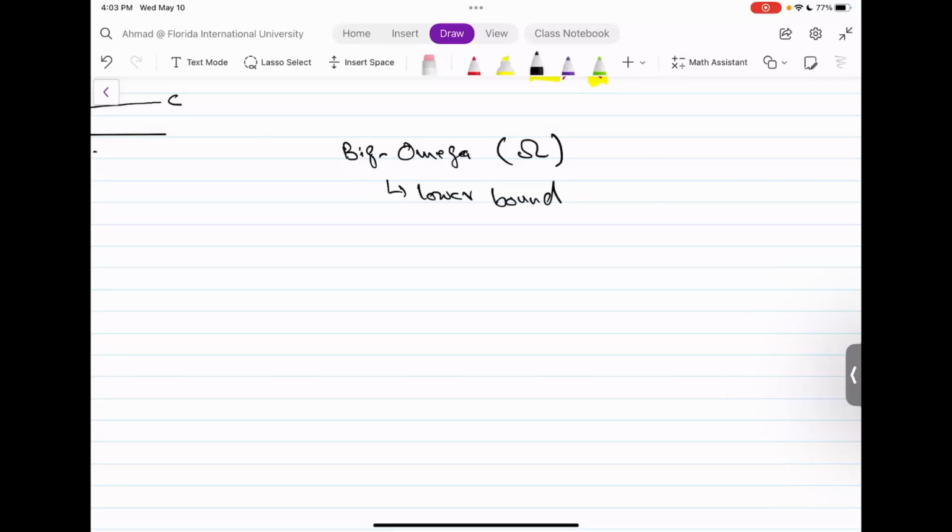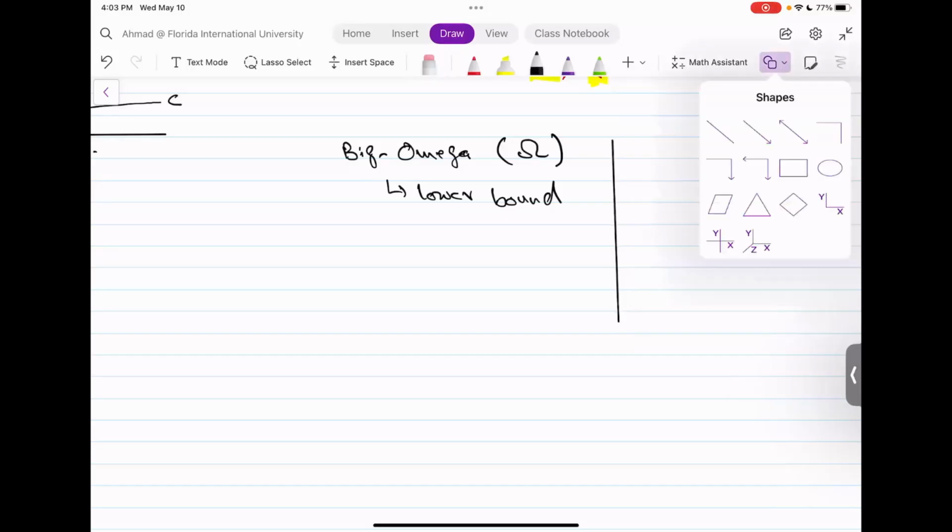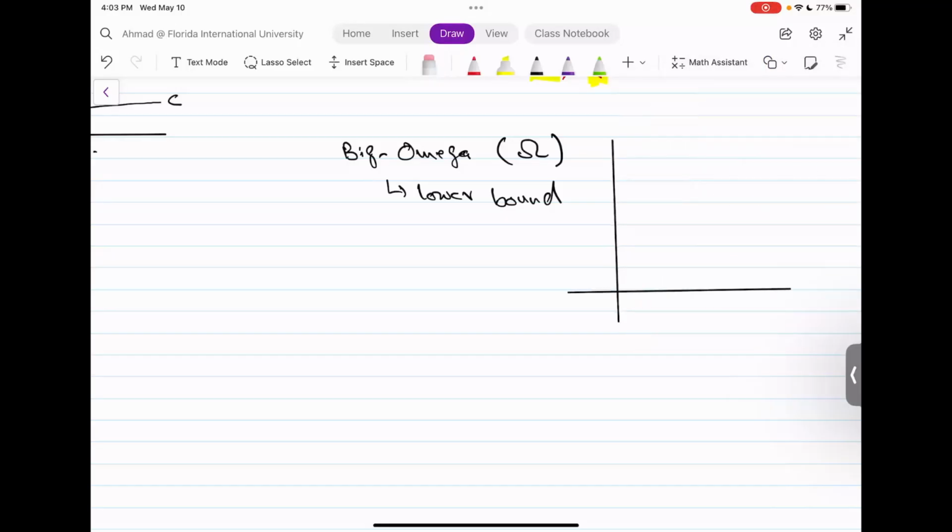What do I mean by this? Say I'm going to redraw this once again so that we can discuss and understand it. Let's say, for example, this is the function. This is input on the x-axis, this is time on the y-axis, and this is the growth of my function, right?